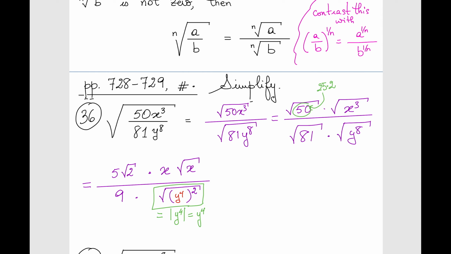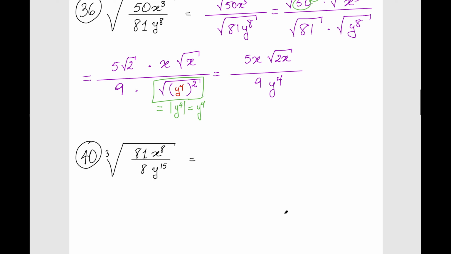Okay, so next, upstairs it becomes 5x square root of 2x, I'm using the product rule for radicals, divided by 9y to the 4, right? And this is the best I can do. I simplified as much as I could.